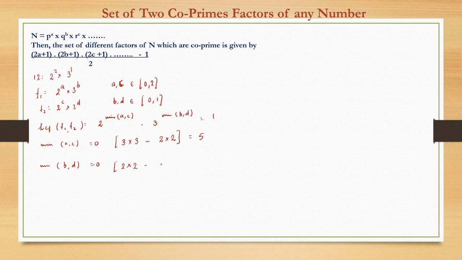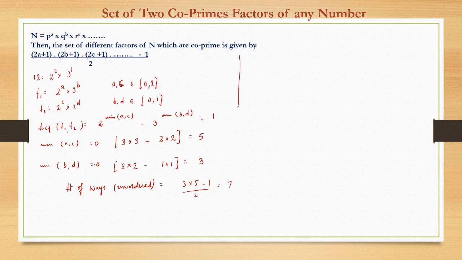So in that case B and D can take only one value, that is 1. So 1 into 1, so 3. So the total number of ways, unordered, would be 3 into 5 minus 1 upon 2. Why are we doing minus 1? Because we are just subtracting the case where both are 0, 0. Okay, so it becomes 7.